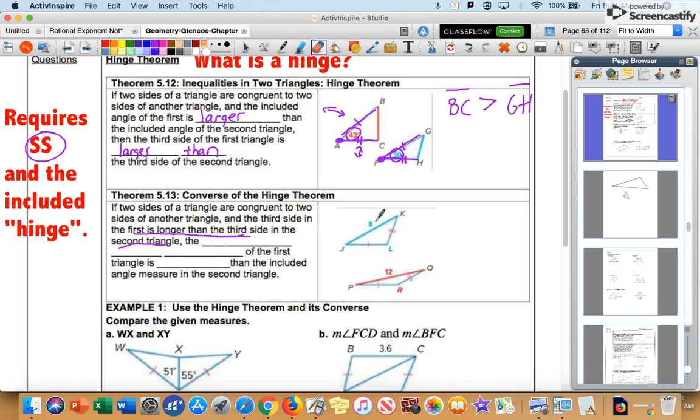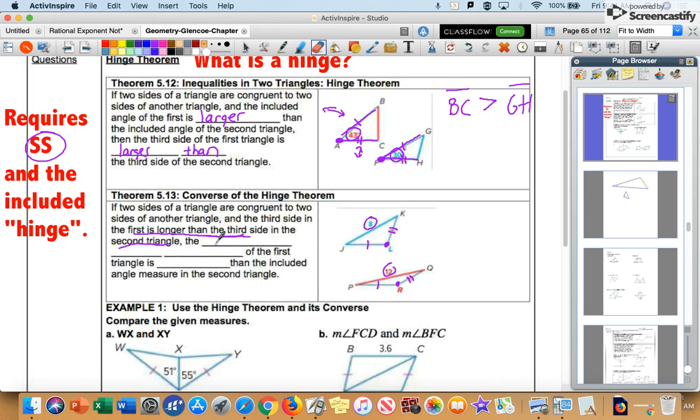So notice here we have 8 versus 12. And again, we're talking about a hinge here. So the hinge is at L and at R. We've got congruent parts here. So here's our side. What we're saying is that this side here, 12, is longer than 8.